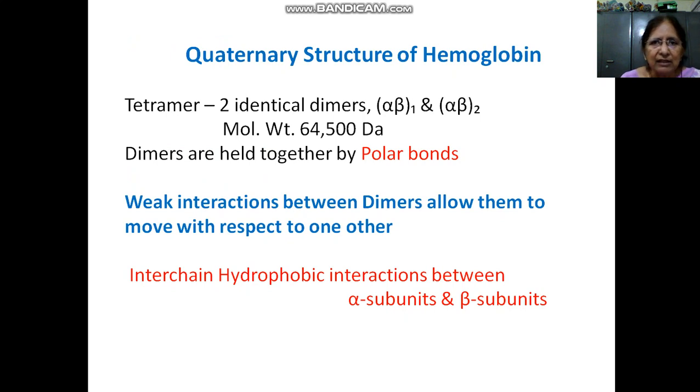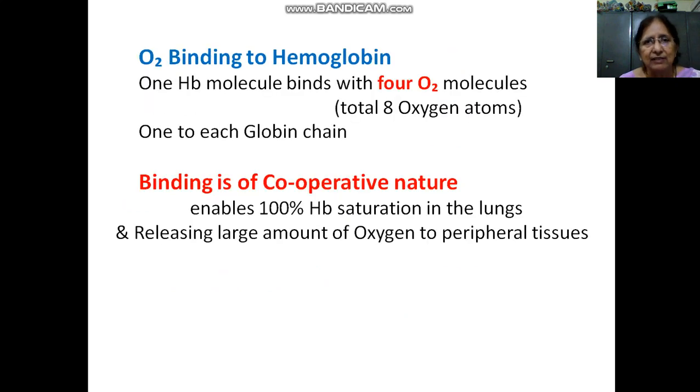Something about quaternary structure: it is a tetramer of 2 identical dimers, alpha 1 beta 1 and alpha 2 beta 2, and the molecular weight of hemoglobin is 64,500 Dalton. These 2 dimers are held together by polar bonds, which are weak bonds, but they allow the dimers to move with respect to each other in deoxygenation and oxygenation. And there are a few interchain hydrophobic interactions between the alpha subunits and beta subunits.